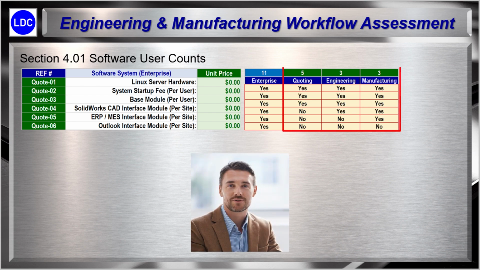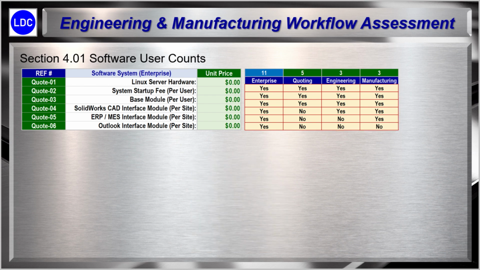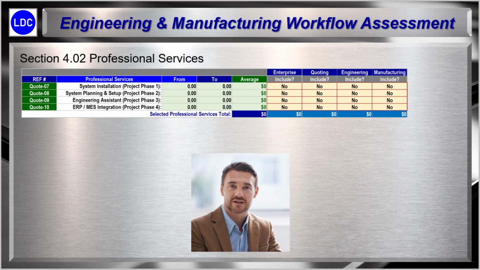This portion provides for the definition of separate quoting, engineering, and manufacturing configurations of the Global Edge system. This area provides for the selection of professional services for quoting, engineering, and manufacturing configurations. This section includes the selection of the related professional services that are associated with the initial first-year implementation of the Global Edge system for each of the various configurations.